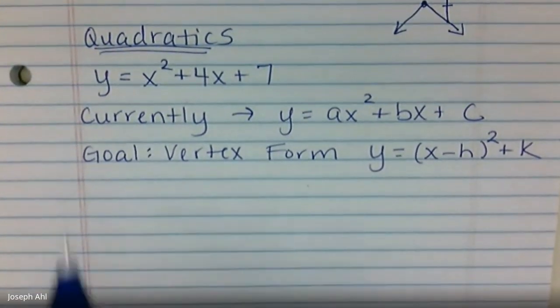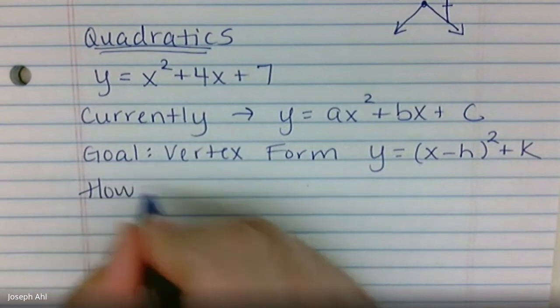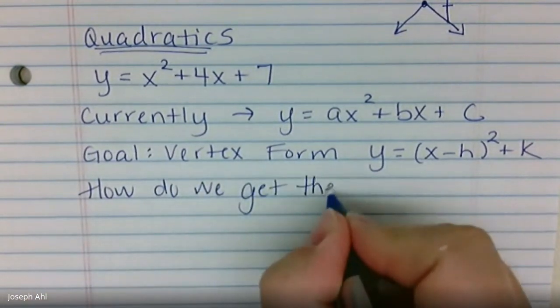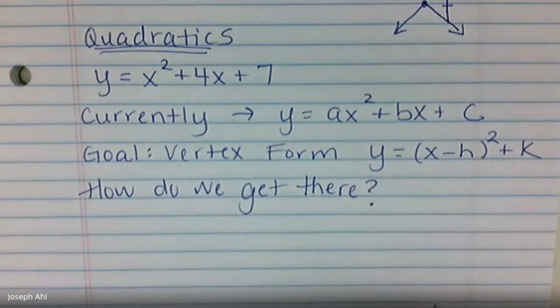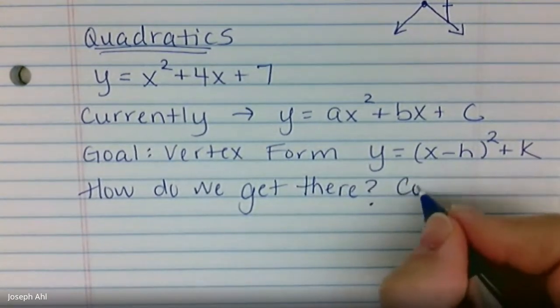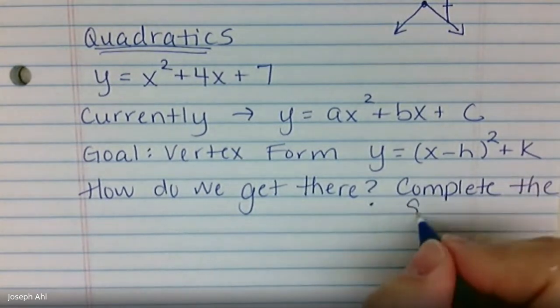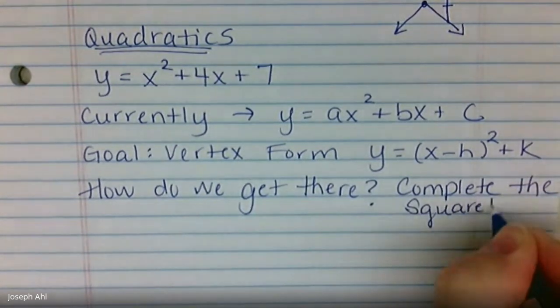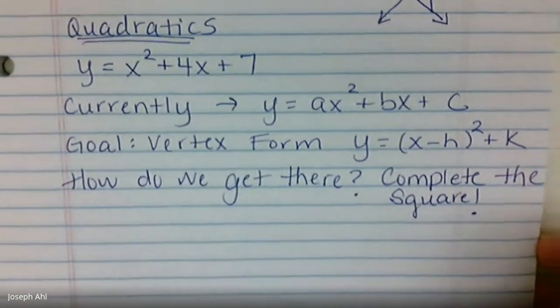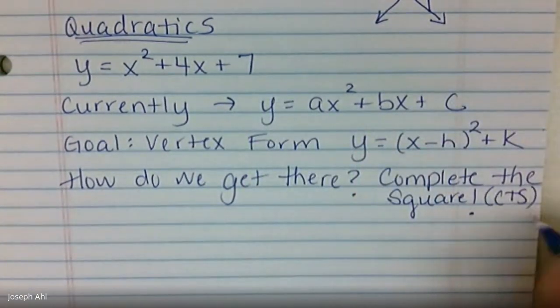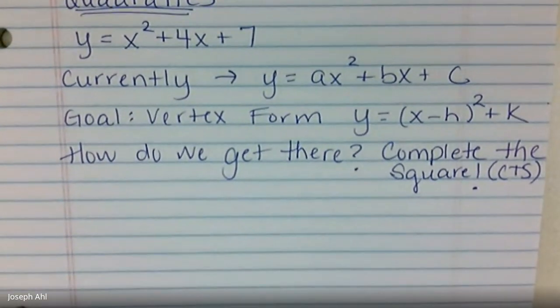Well, how do we get there is the question. How do we get there? And the answer is something that is an algebraic process that you've seen before. And it happens to be complete the square. Completing the square is how we're going to get from this form to this form. And I hope that that at least sounds familiar to you. If the process doesn't come back to you right away, we're going to do this example right now.